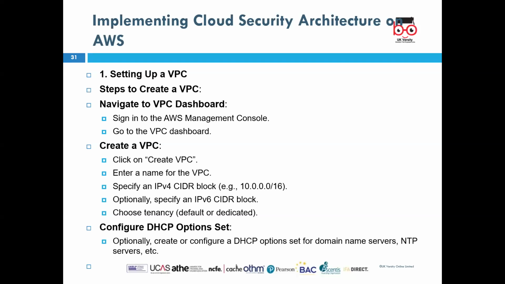Looking at how to implement our cloud security architecture on AWS, here we have the steps that we need to cover. We now have our AWS account. We will navigate to the VPC dashboard. We will sign in to the management console. Then we're going to create our VPC, ensure that we have the proper name for our VPC, specify our IPv4, and then we're just going to choose the tenancy.